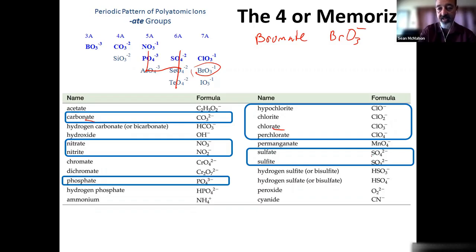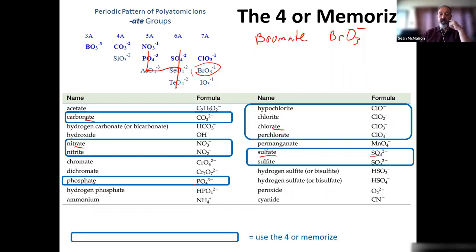Sulfate, if I look at sulfate, it's got 4. Why? It's on the 4. It's got a 2- charge. Nitrate, it's got 3 because it's not on the 4, but it does have that -1 charge. So I personally would say use the 4. I learned this when I was teaching. I wish someone would have showed me. It would have saved me a lot of headache.